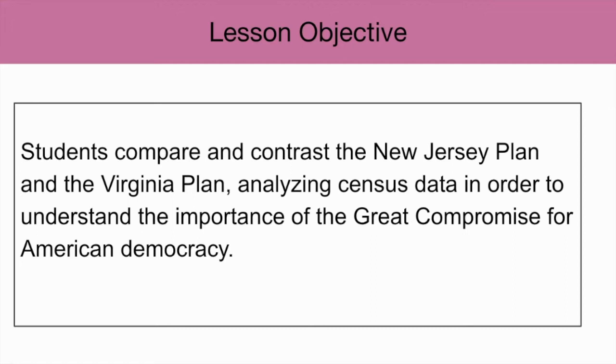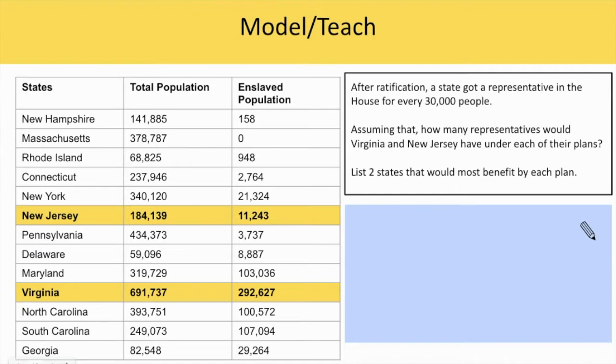I will model how to complete the independent work slides, and we will cover skills that can be used in lots of different lessons in social studies class. We will start off this video analyzing census data. It is really important to analyze census data in social studies class. Analyzing the 1790 census data in this lesson can give us a deeper understanding of the differences between small states and large states in the new nation, and we'll be able to make connections to the New Jersey plan and the Virginia plan.